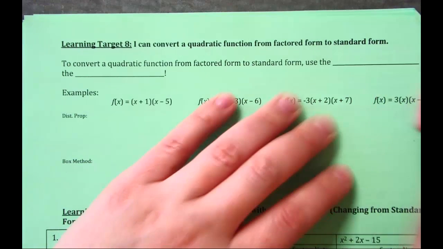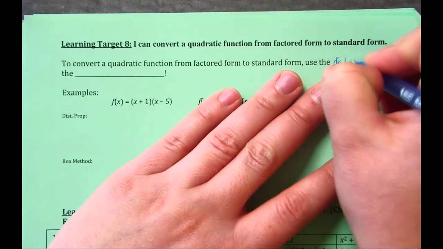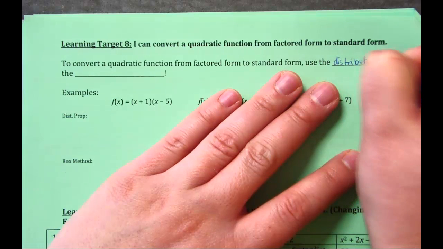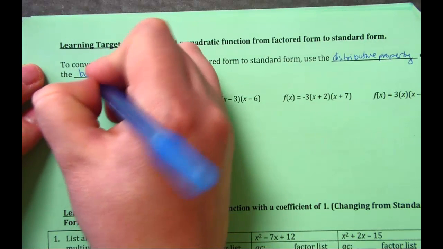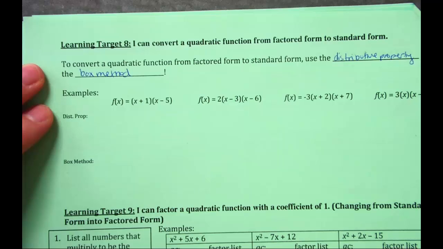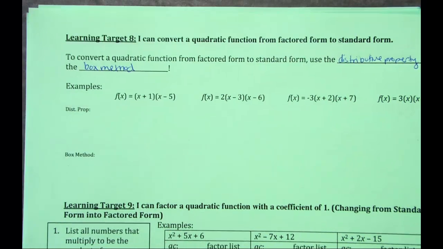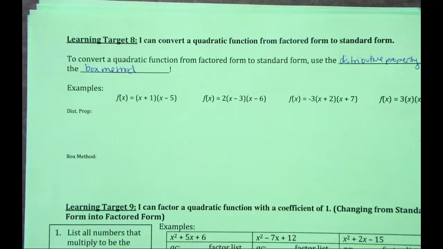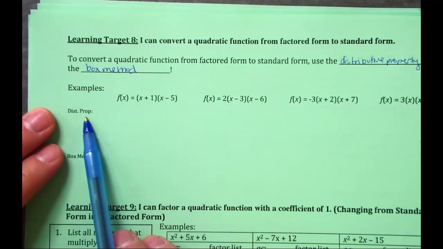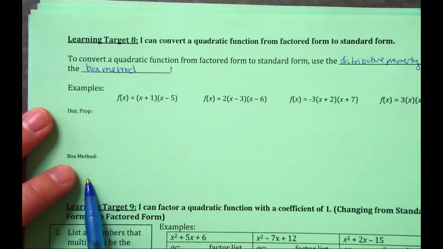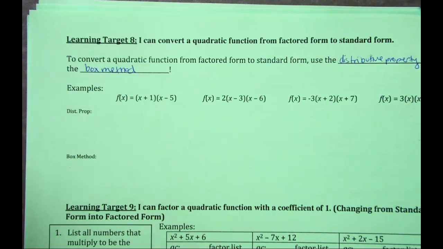And to do that, you can either use the distributive property or the box method. They both get the job done, and each one has perks, and it's totally a preference. Some students tend to like the distributive property better, and other students tend to like the box method better. So it's totally up to you. We're first going to do all four of these examples with the distributive property. Then we're going to go back through and do them with the box method, so you can see all of them with both, and then you can just decide which one you like better and use that method.